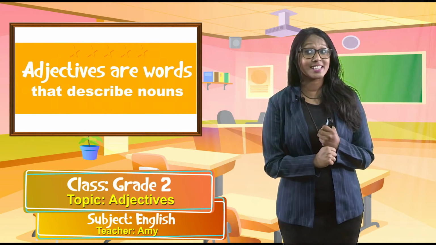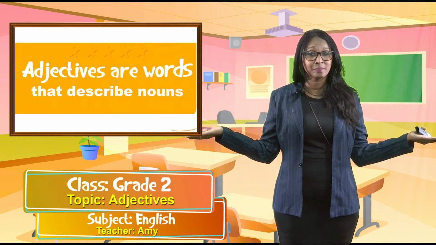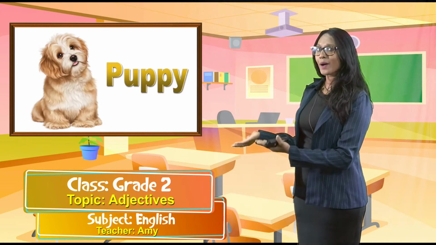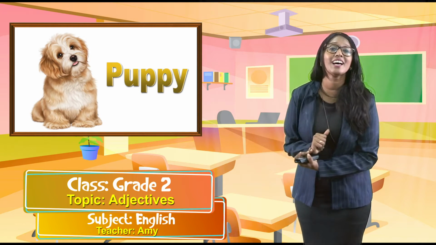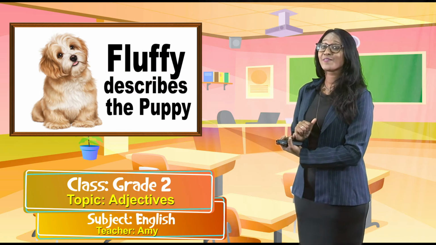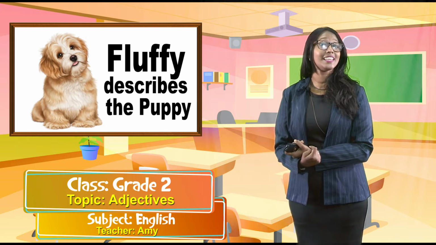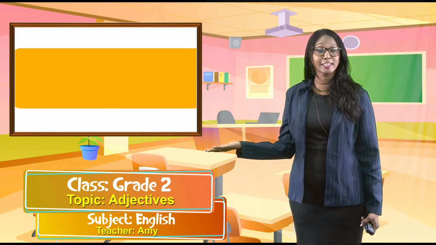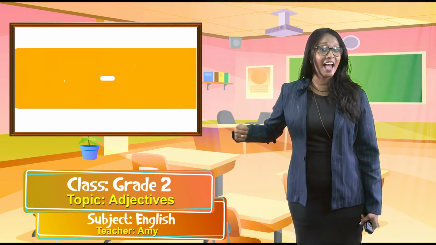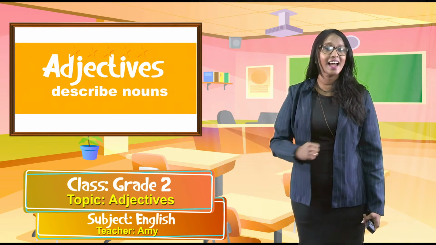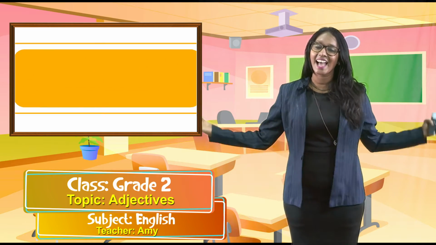So let's go again. Adjectives are words that describe things. It describes nouns. We have a puppy. Look at this puppy. It is very fluffy. Now, fluffy describes the puppy. So, therefore, fluffy is an adjective. Adjectives describe nouns.